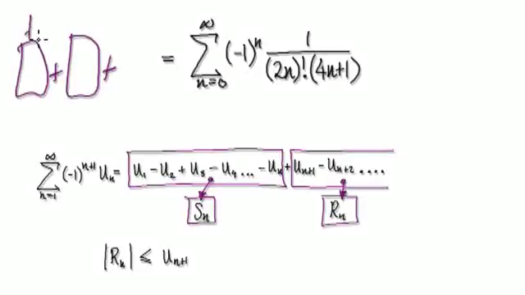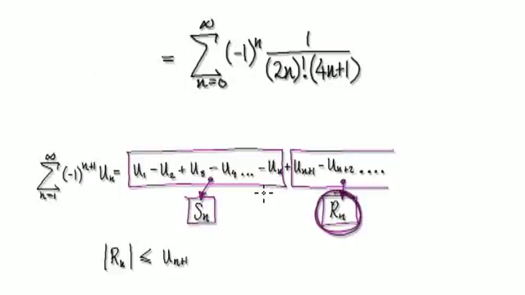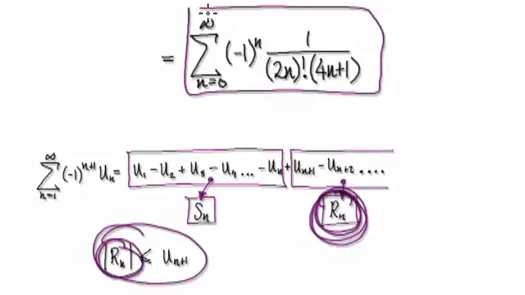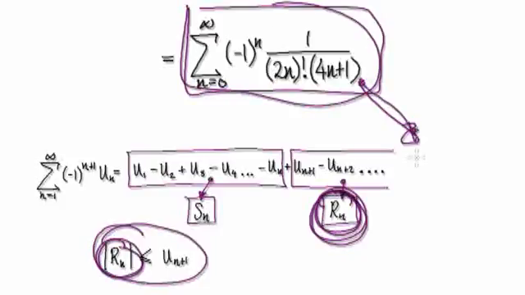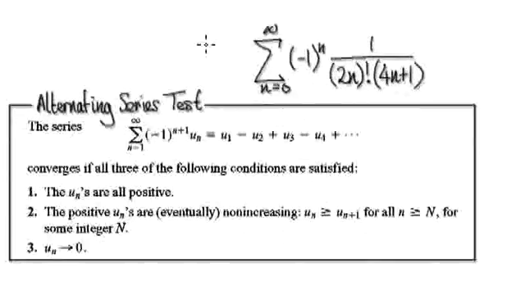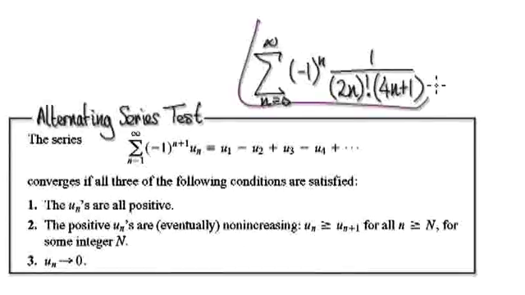Well, in order for you to work out the number of terms needed, you would need to think about the remainder. Now, in order for you to make use of the remainder, you would need to show that this is an alternating series and it converges. So our next step is to show that this is an alternating series and it converges. Then we can think about the remainder. So let's carry out the next step.